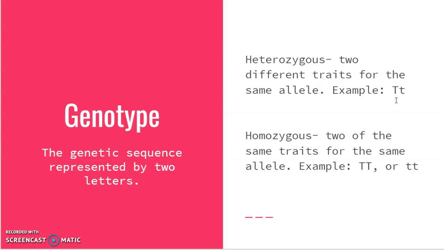So that's phenotype. We'll talk about that next. But that is, remember, hetero means different. So 2 different traits are inherited.